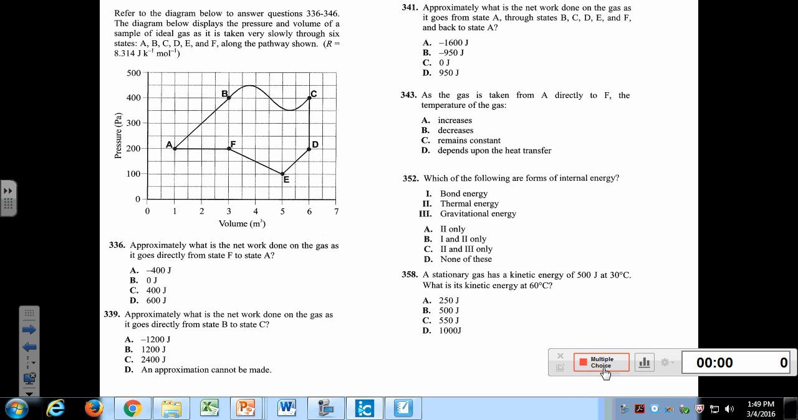Let's start with problem number 336. Approximately, what is the net work done on the gas as it goes directly from state F to state A? So I'm going from here to here. What is the work that's done on this gas going from F to A?